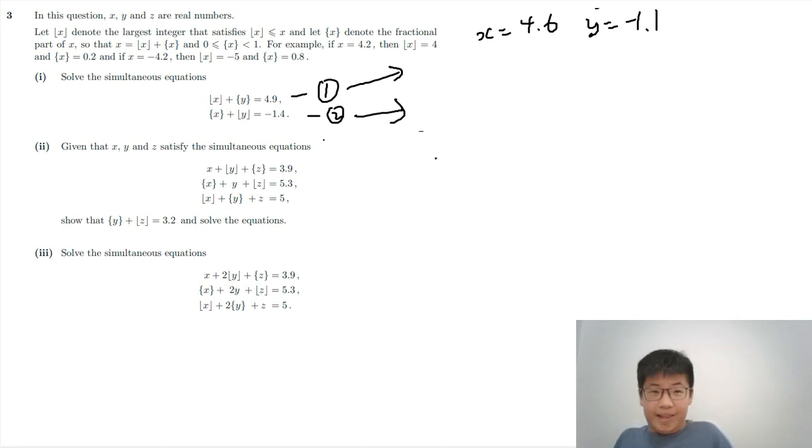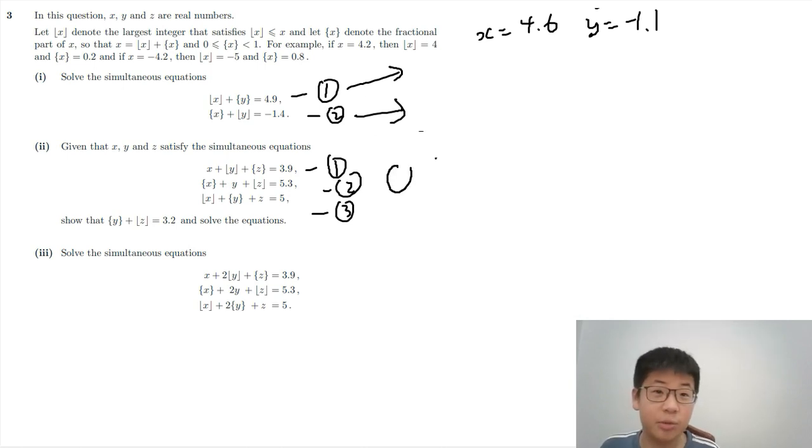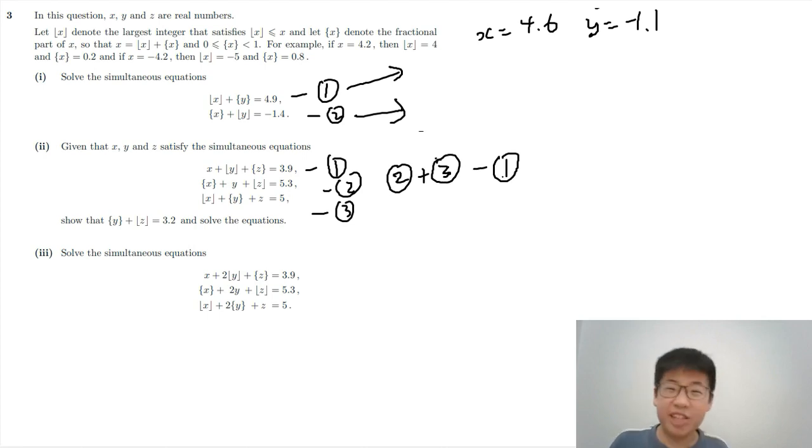Well, how do we do that? It's very simple. First, let's label the equations 1, 2, and 3. So what we are doing here is trying to remove x. And as we see in the question, floor x plus fractional x equals x. So we had to do a clever manipulation, 2 plus 3 minus 1. Now it just doesn't seem so clever anymore. Now it seems quite common.